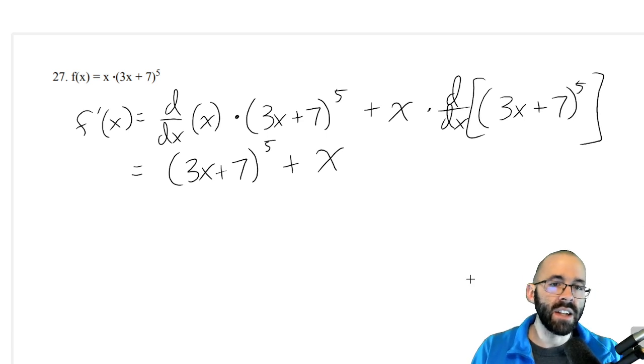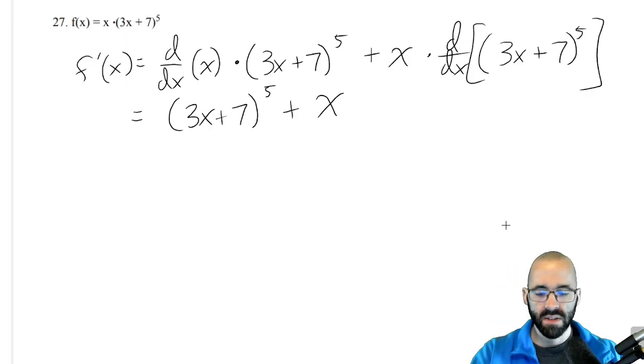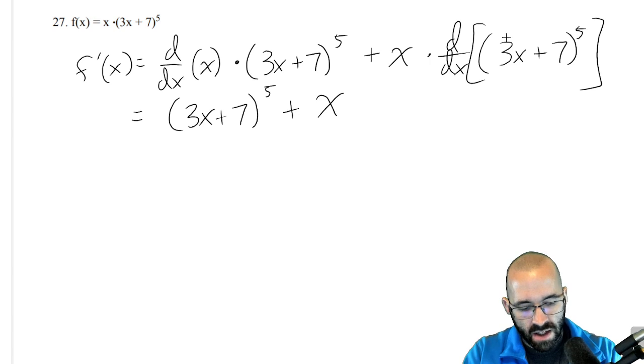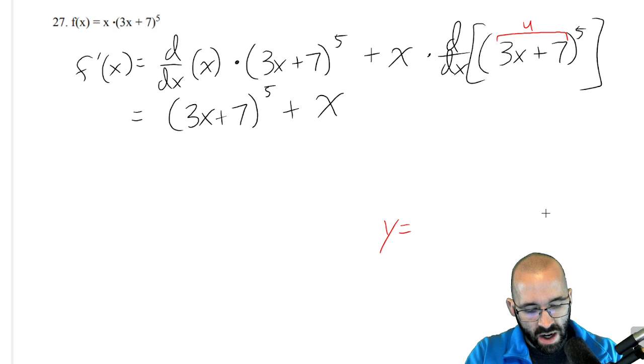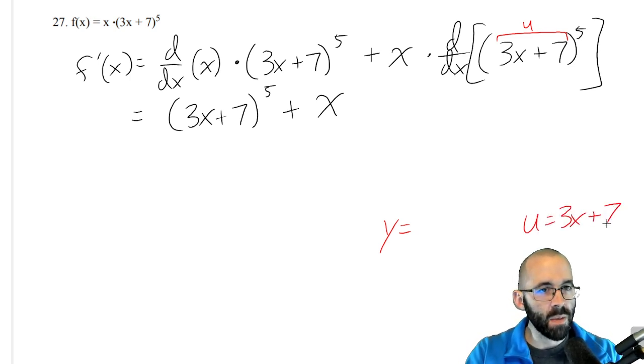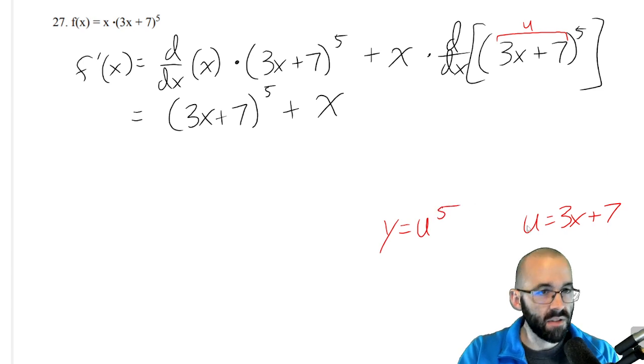Oh, but now we really need to go off to the side and use the chain rule. Okay. So here's our inside function, u. All right, so we have, let's go off to the side. y is something, u is 3x plus 7. y is what's happening to u. It's u to the 5th.